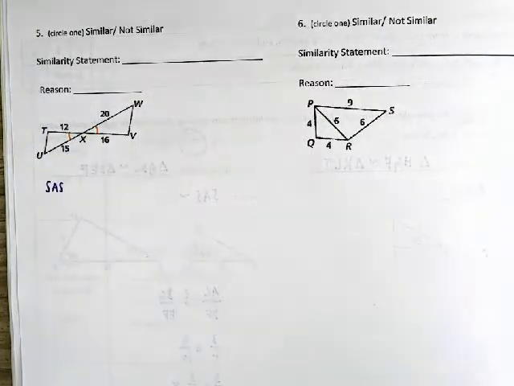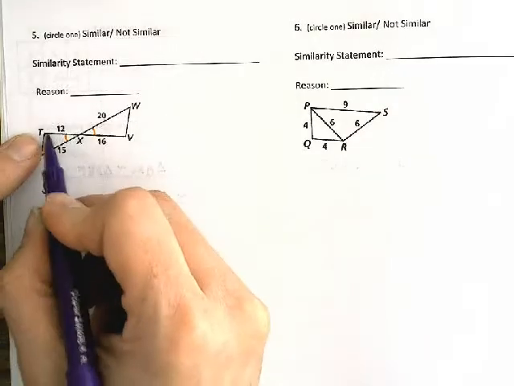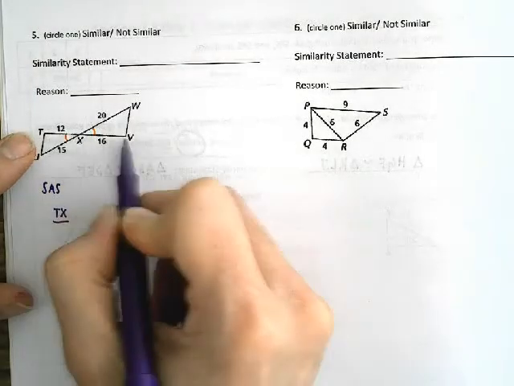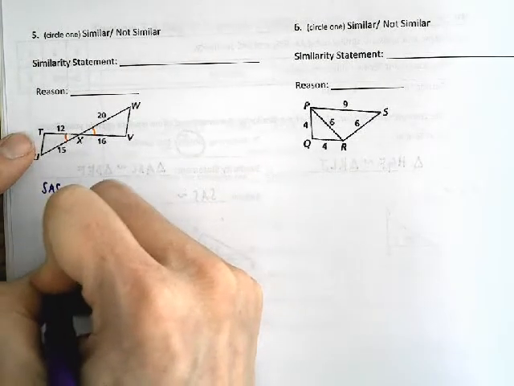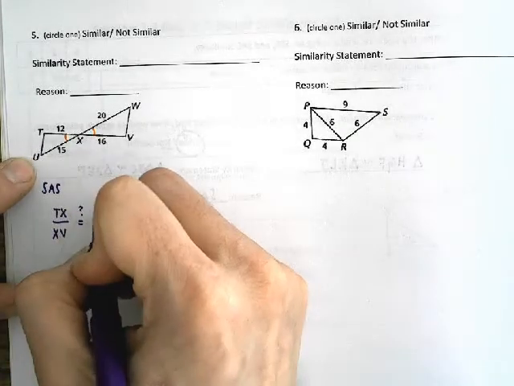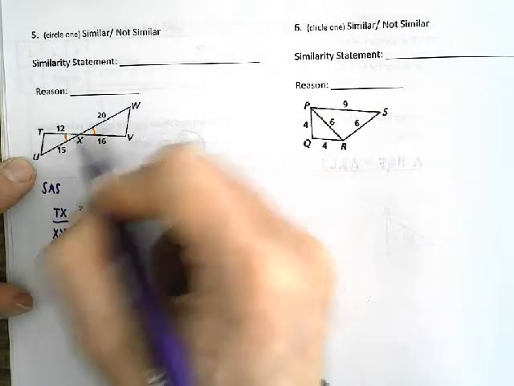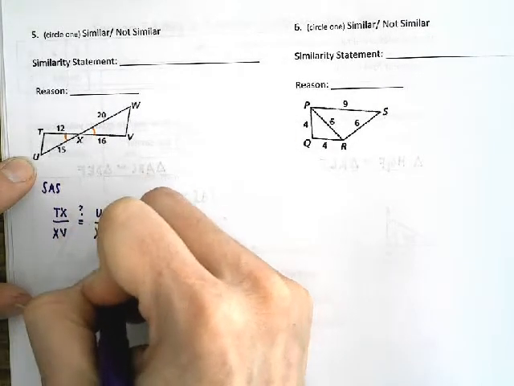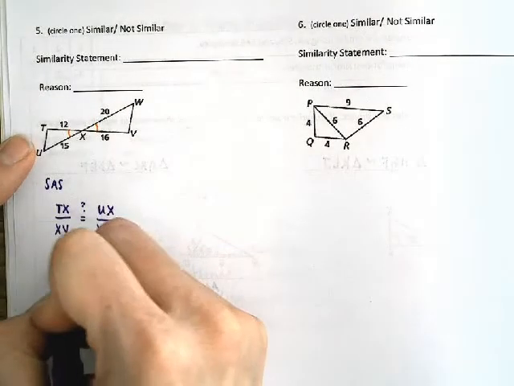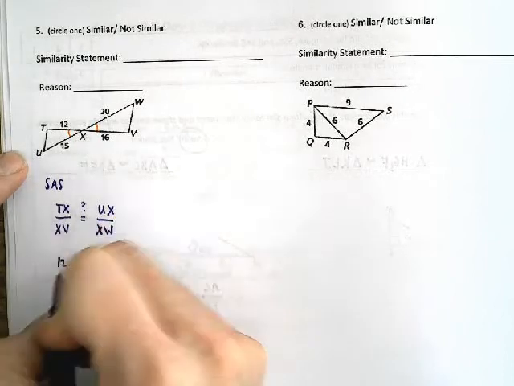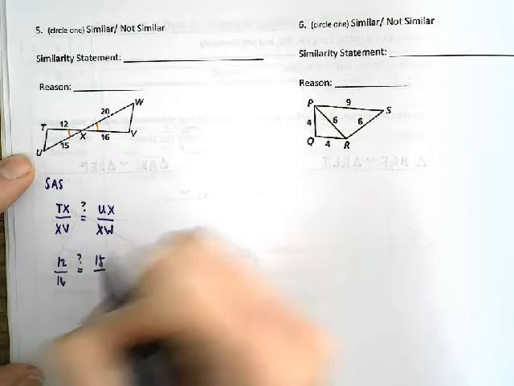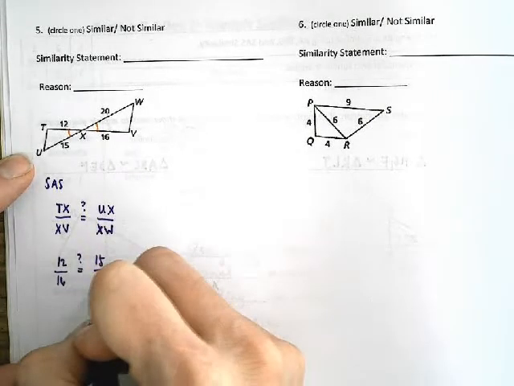So now, when I'm comparing the sides, I'm going to compare the shorter side here, TX, to the shorter side over here, XV, and I want to know if that ratio is the same as the longer of the two sides on this triangle, UX, and the longer one here, which is XW. So let's see, TX is 12, XV is 16, UX is 15, and XW is 20.